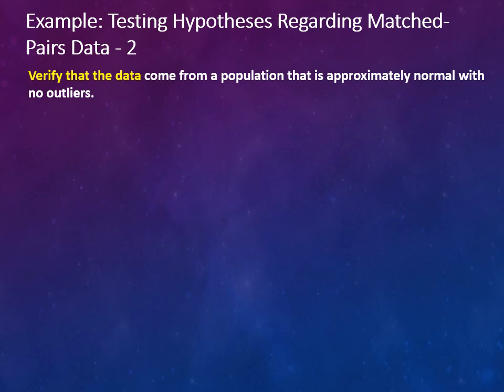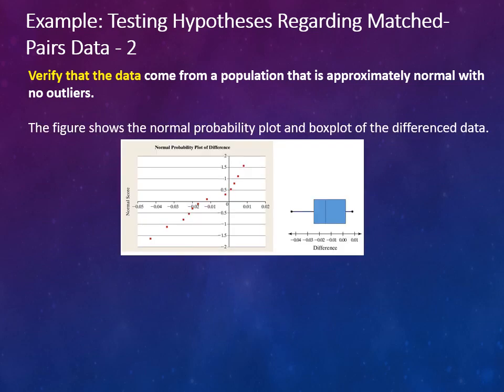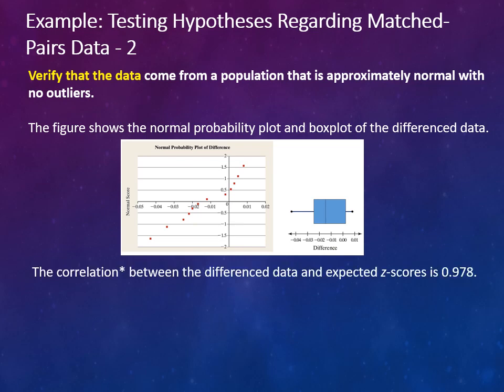Okay. So of course, the first thing we need to do is verify the data comes from a population that is approximately normal and ensure that there are no outliers. The figure shows the normal probability plot to the left and a box plot of the difference data to the right, where we can see there are no outliers. The correlation between the difference data and expected z-scores is 0.978.